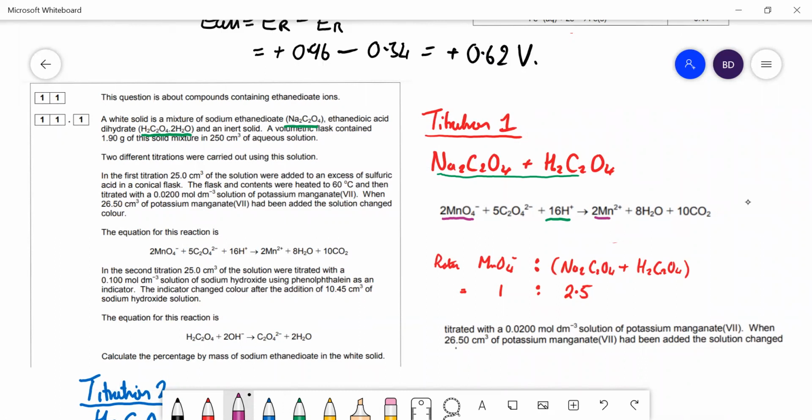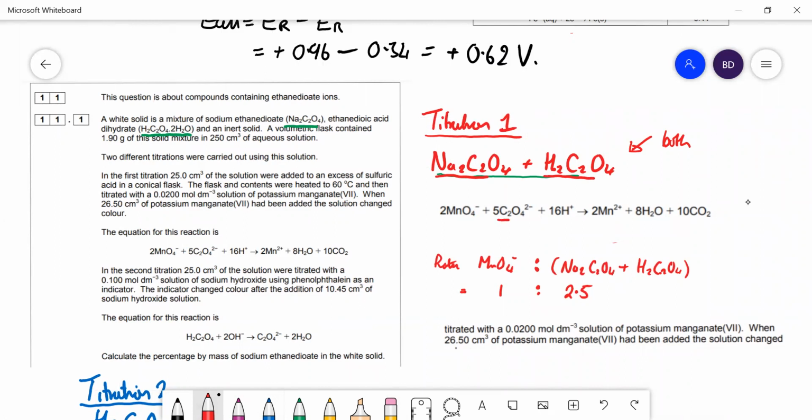Right, so let's look at the ratio in that. Let's look at that first equation then, that first titration. Manganate is going to react with both of these. So that's going to give you the total moles of the sodium salt and of the acid.